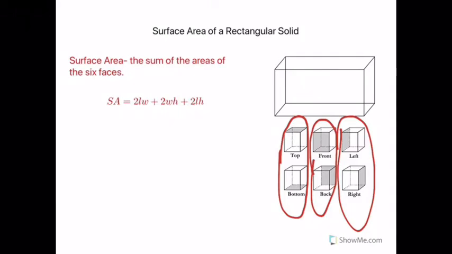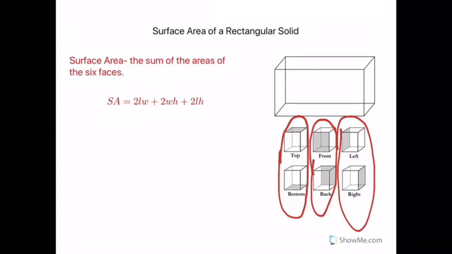So here's the formula for surface area. SA, surface area, equals 2 times length times width plus 2 times width times height plus 2 times length times height. So let's quickly explain to you where we come up with this formula, and then we'll start using it.